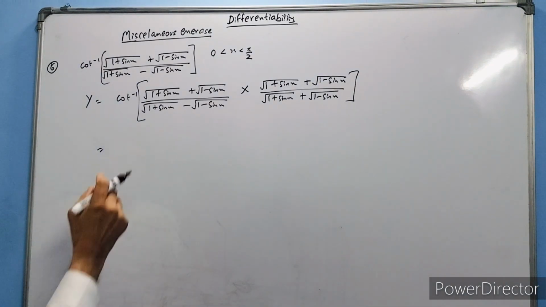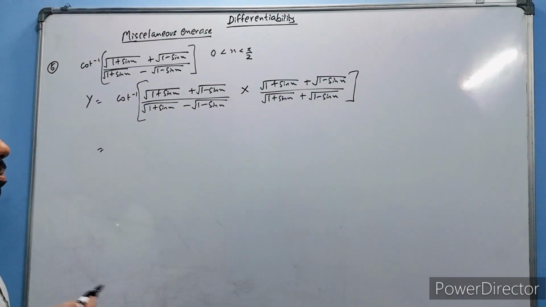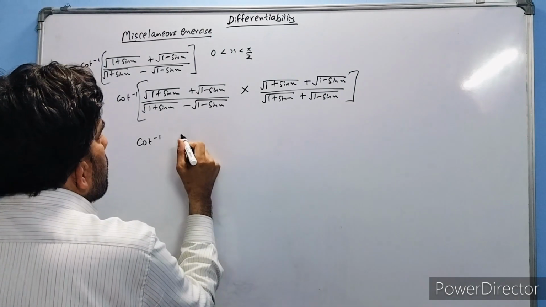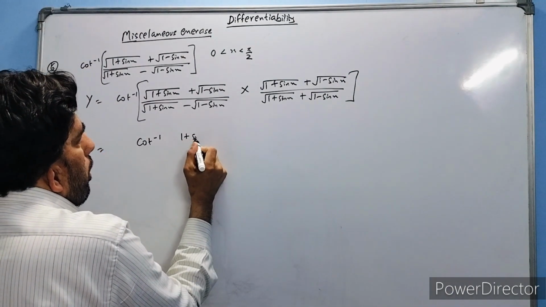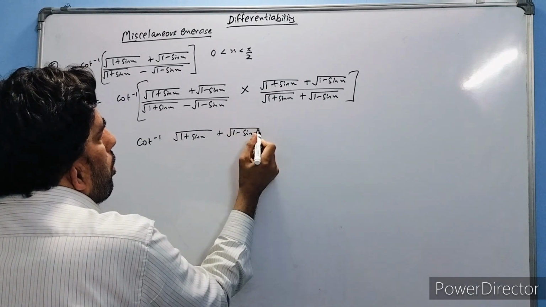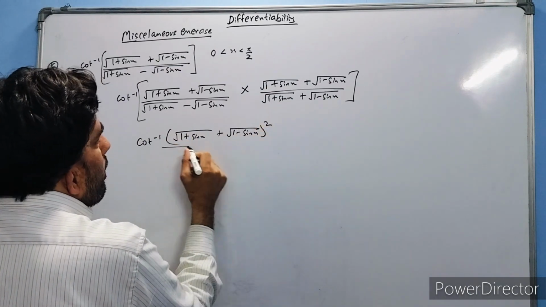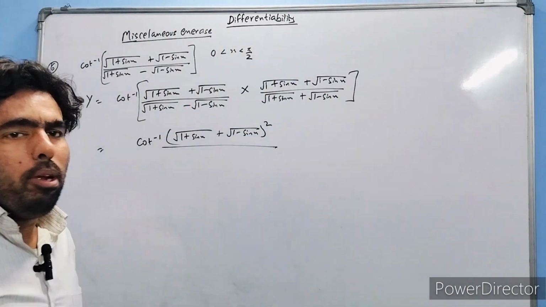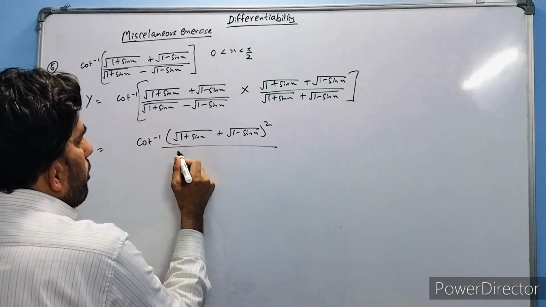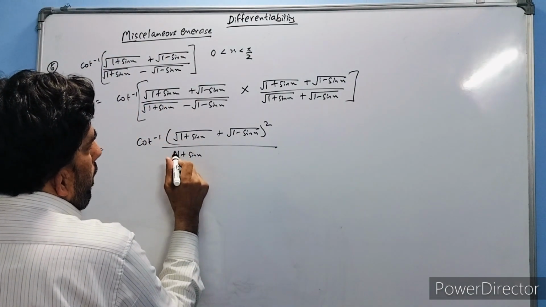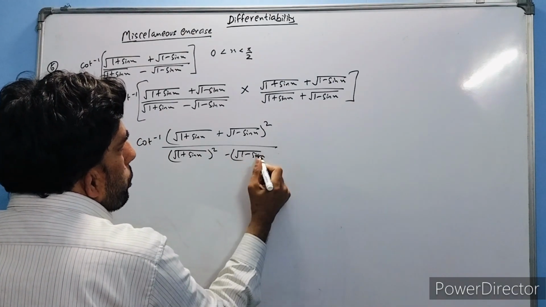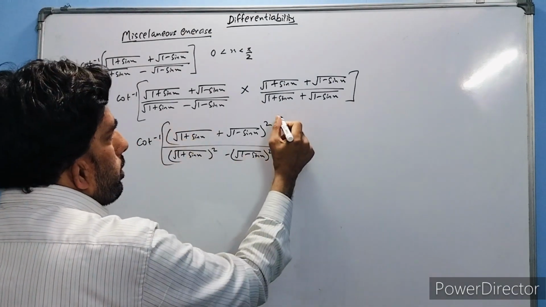Now we see that a plus b into a plus b will be a plus b whole square. And in the denominator we have a minus b into a plus b, where we apply the identity a square minus b square. So we have this.